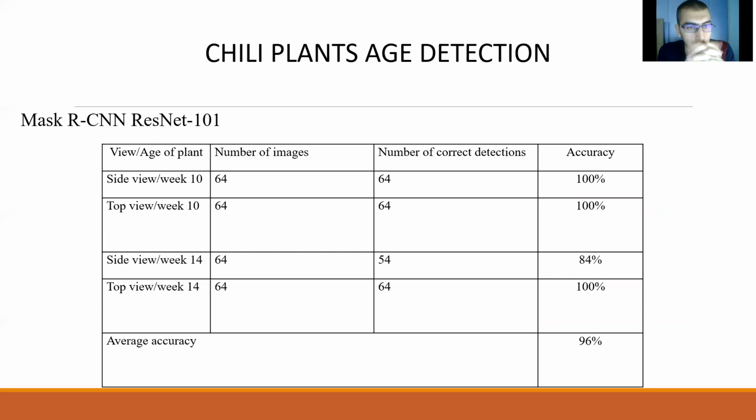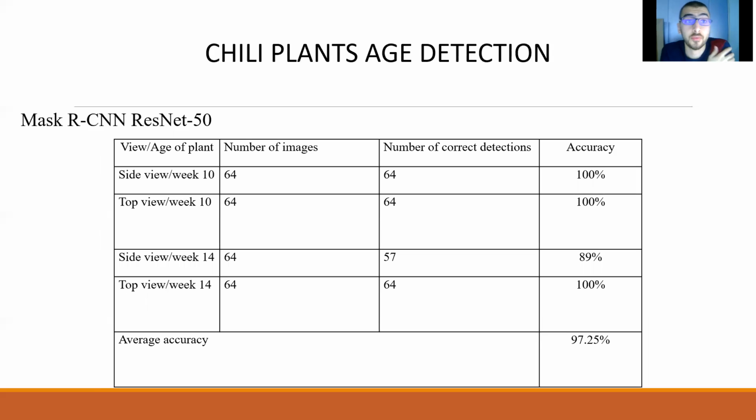As for our results, we have two models. The first model is Mask RCNN ResNet 101, and it achieved an accuracy of 96 in total. The problem that this model had was with side view week 14. Some of the objects were not detected. But for the other classes, all of them were detected successfully.